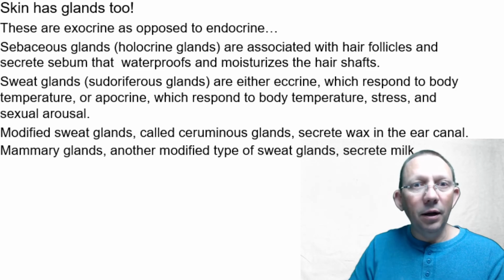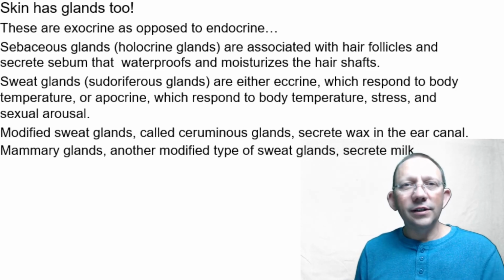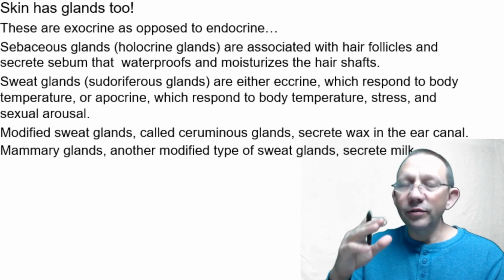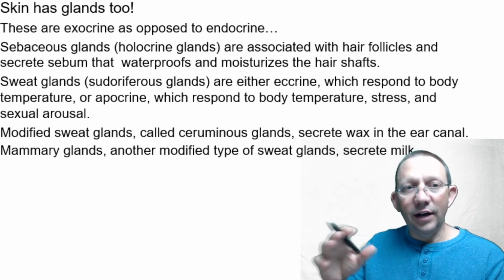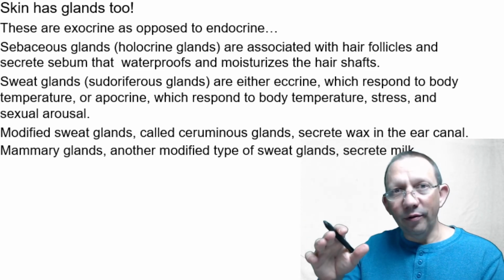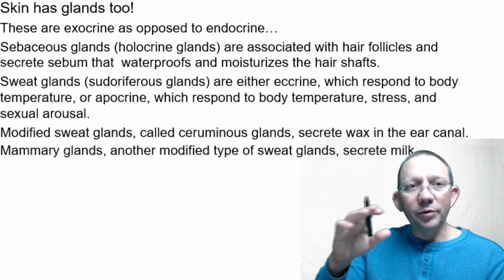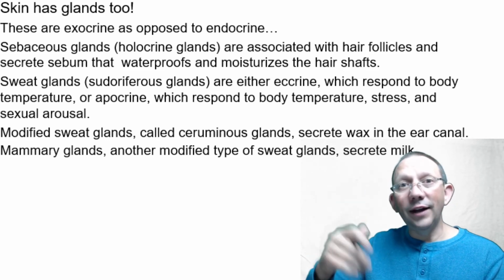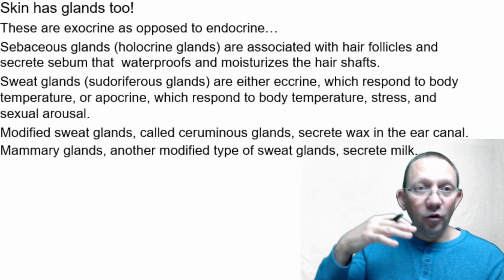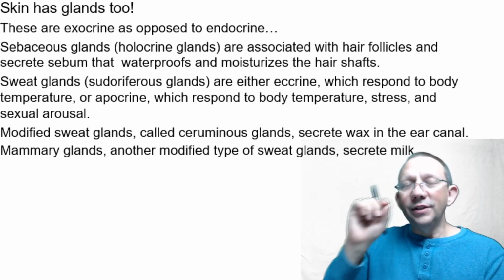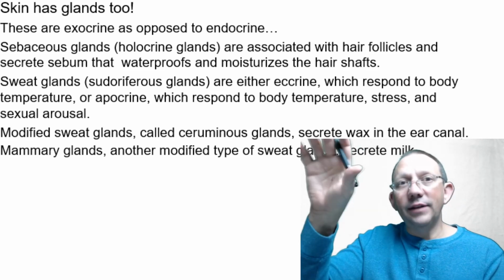Basically, this is sebum. Sebaceous glands are associated with hair follicles and secrete sebum that waterproofs and moisturizes the hair shafts. Now, sweat glands are called sudoriferous, and they're either eccrine, which respond to temperature. So if it gets too hot, you can put a little bit of water out, it evaporates, you feel colder. Or apocrine, which is where a piece of the cell breaks off and comes out.